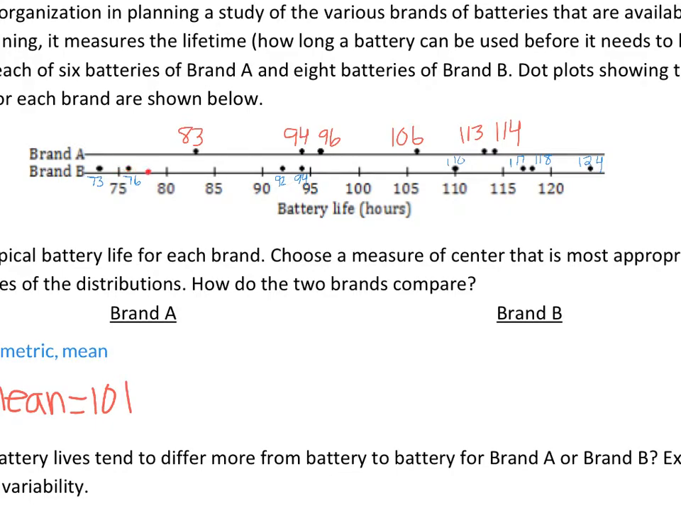This data also seems pretty symmetric. So again, we would use the mean. And the mean, when we add them all up and divide by 8 this time because there are 8 of them, we get a mean of 100.5.